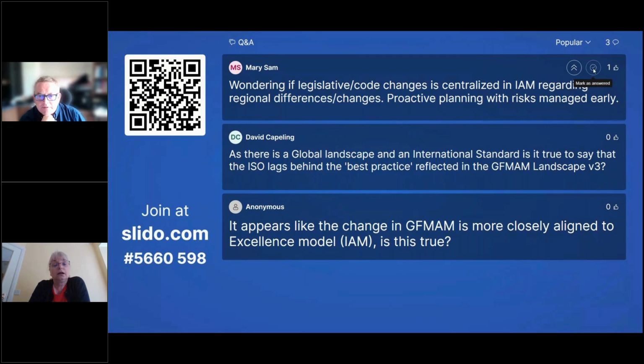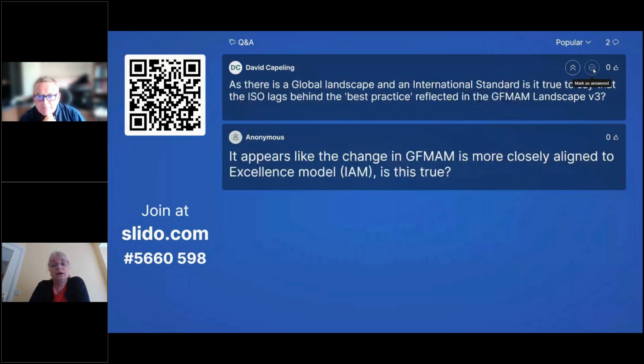Next one is, in the global landscape of international standards, is it true to say that ISO lags behind best practice? So that's a bit of a contentious question. I think the way I'd answer that is the purpose of the landscape is different to the purpose of ISO 55001. In my opinion, I'm not a big fan of ISO creating all this extra guidance. I don't think that's ISO's role, but it's chosen to do so. But for the pure 55001 standard, it's defining the shall requirements for a management system. It's a very specific purpose.